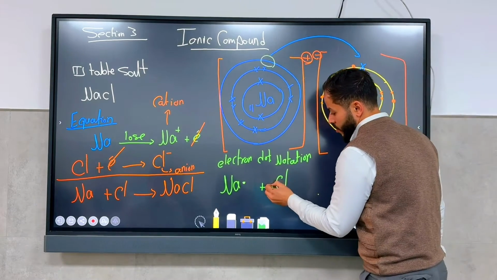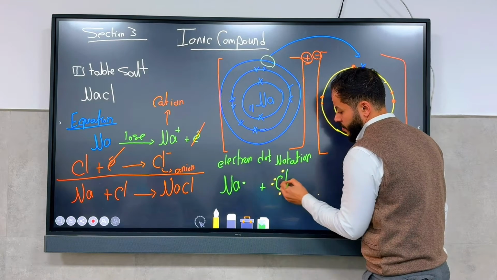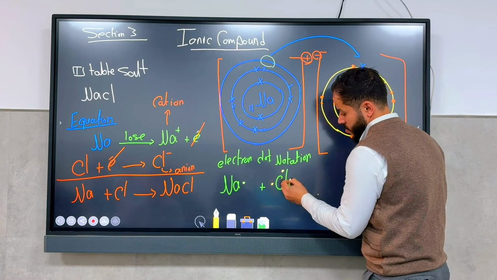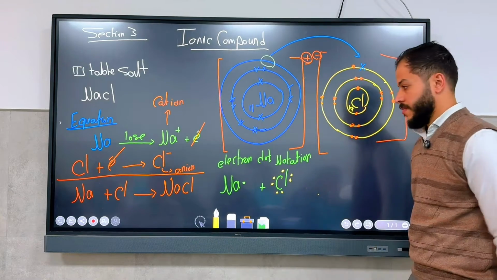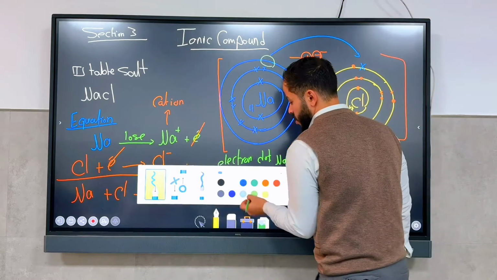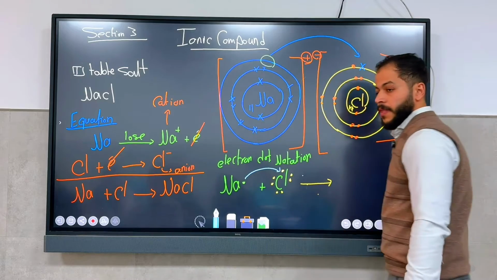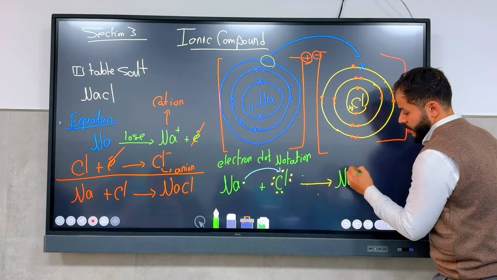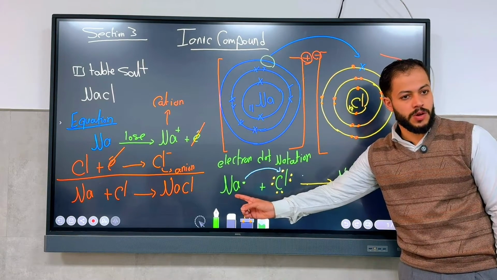7 dots. 1, 2, 3, 4, 5, 6. Sorry. So how many dots are around? 7. They will form sodium chloride, right? So this electron here will jump from here to here. And this produces Na positive, because the sodium here lost the electron in the outer energy level to reach the octet.